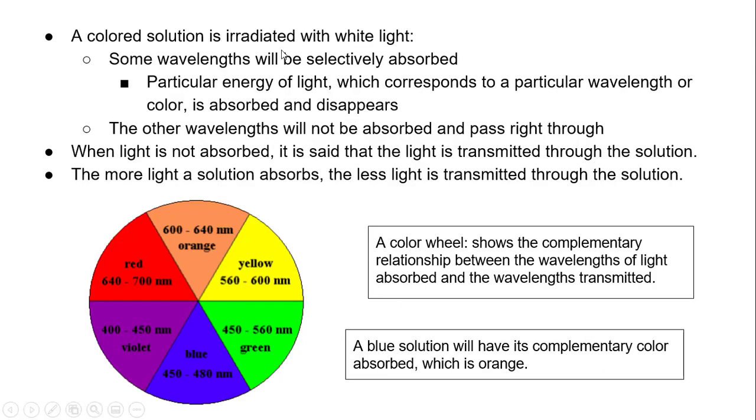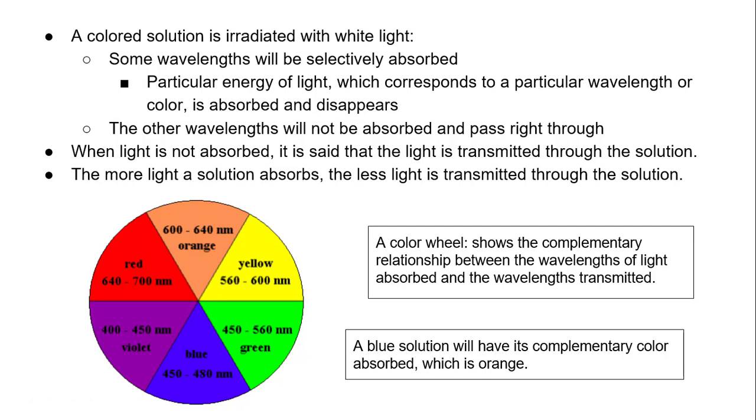A colored solution is irradiated with white light that has all the colors. Some wavelengths will be selectively absorbed. A particular energy of light, which corresponds to a particular wavelength or color, is absorbed and disappears. So let's take a look at this color wheel. You see these numbers? This is all in units of nanometers, and a specific color has a specific numerical value that goes with it. You will never see blue at 450 to 480 nanometers, you'll never see blue at 640 to 700 nanometers. Each color has a specific fingerprint or address that always goes with that color.